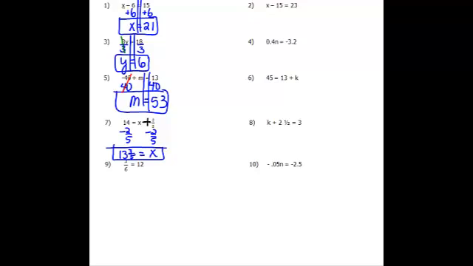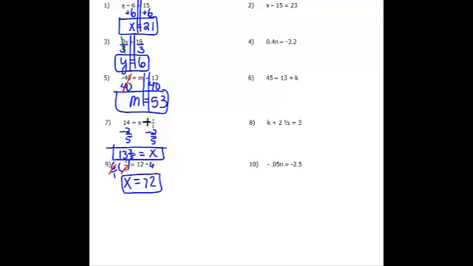Number 9. X is being divided by 6, so I'm going to multiply each side by 6, and you might want to put that 6 over 1 since that's a fraction, and my 6's cancel out, which leaves me just with x over 1, or x equals 72.